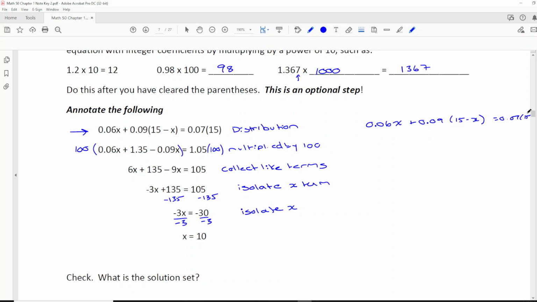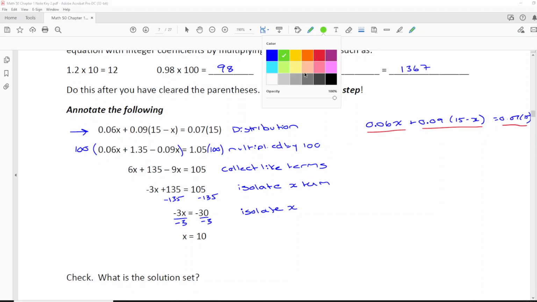0.07 times 15. Okay, so if I wanted to, first thing you have to recognize is how many terms there are. So terms are anything that are multiplying together. So this is one term, everything's multiplying together. Here's another term, everything's multiplying together. And same thing here, this is a term, everything's multiplying together. So I could at this point multiply every single term by 100. I don't have to distribute first, especially because I don't really want to do 0.09 times 15 if I don't have a calculator, right?